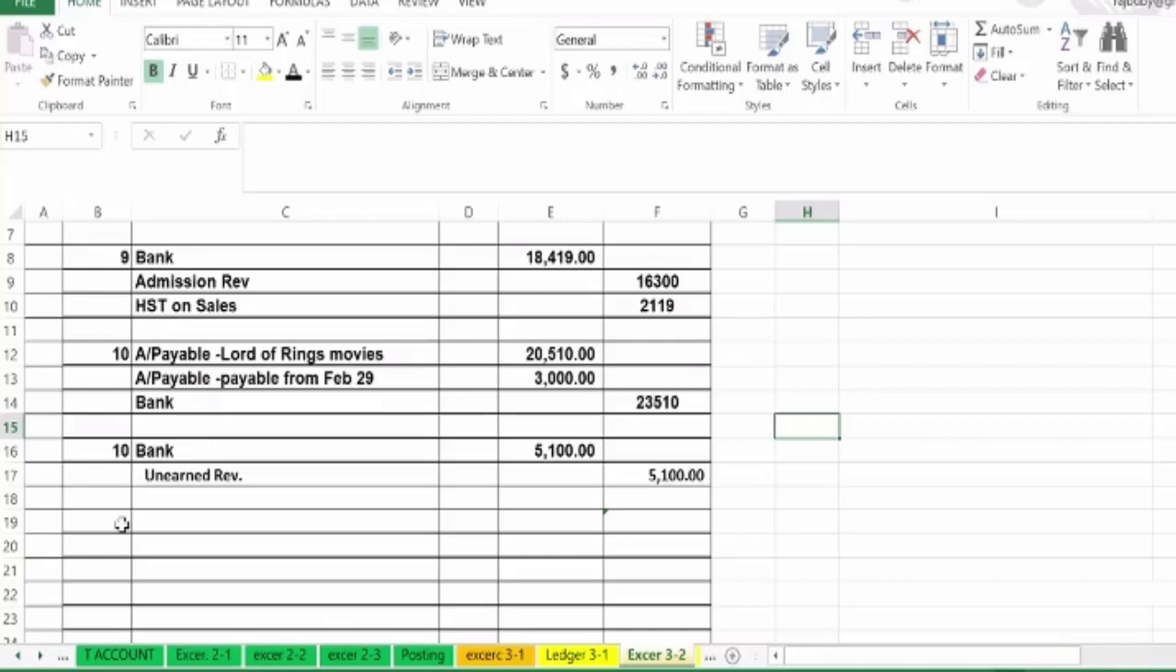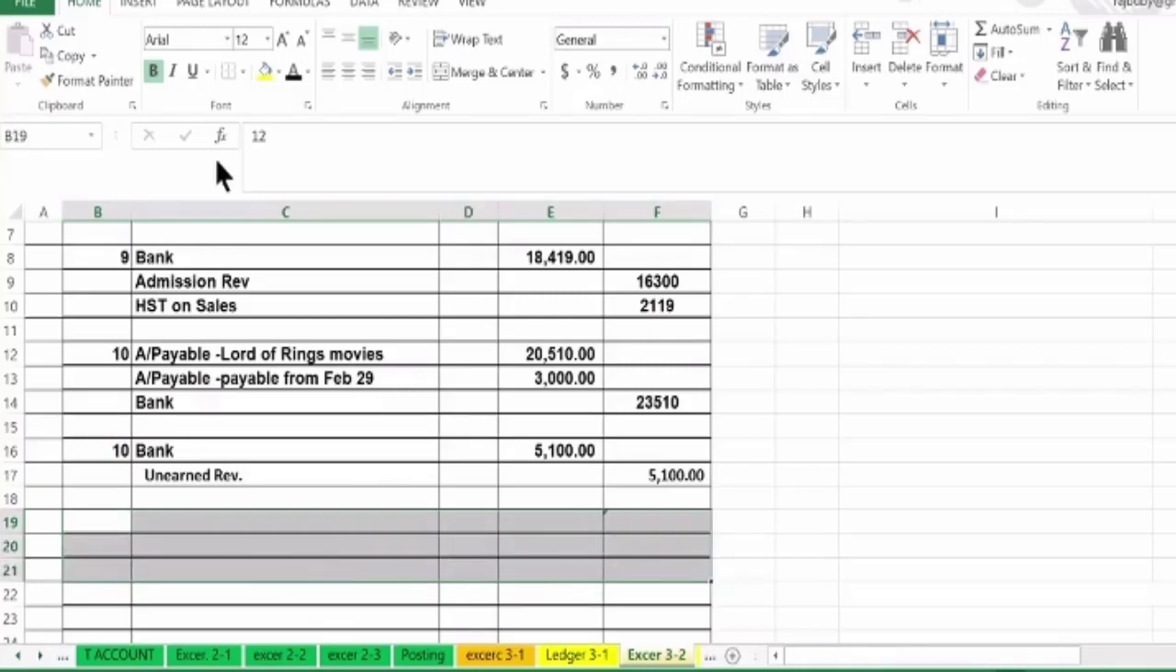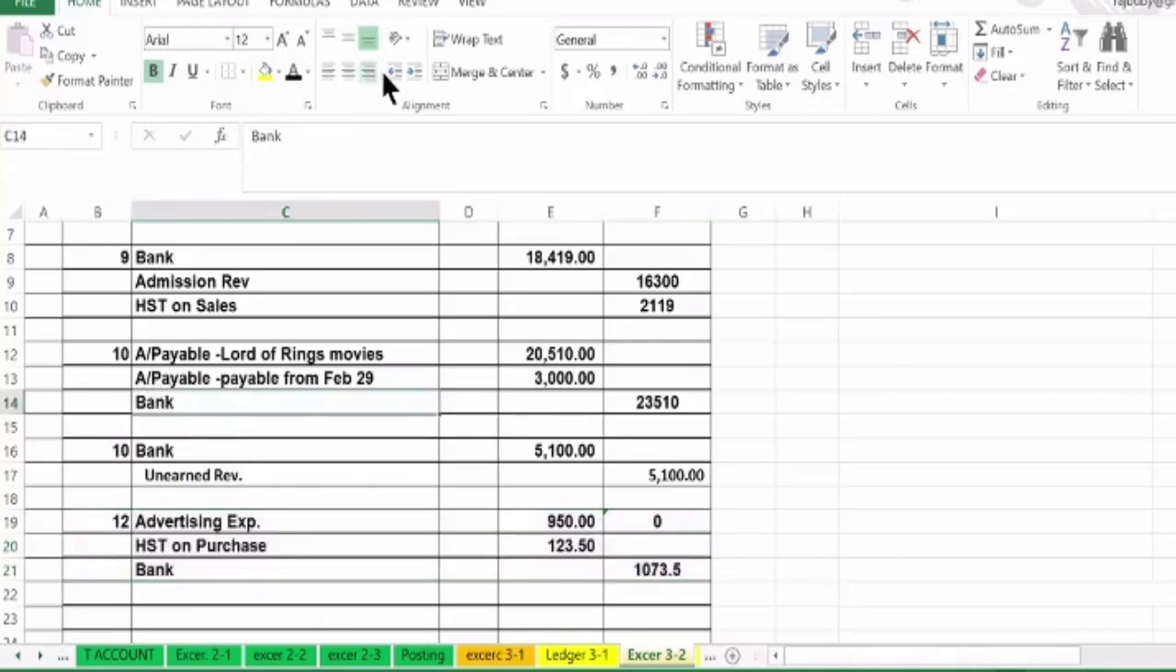Good. So on March 12th, paid advertising expense of 950 plus HST of 123.50. So we'll debit the advertising expense account, and then also HST on purchases will be debit, and then we'll credit our bank account for 1,073.50. Okay. Yeah.